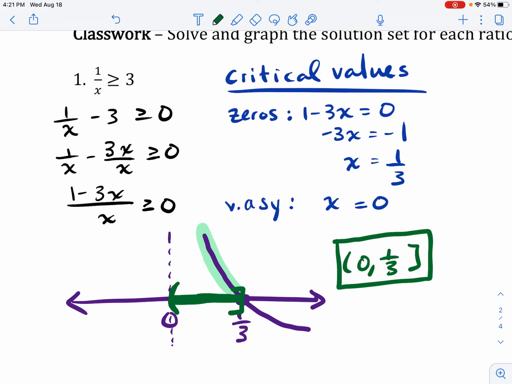I see my solution set graphed on my number line here, and I use the graph to test my intervals. Again, if you wanted to, you could try plugging in a number here, a number here, a number here. But again, I think it's really beneficial to see the graph and see why exactly these values work.